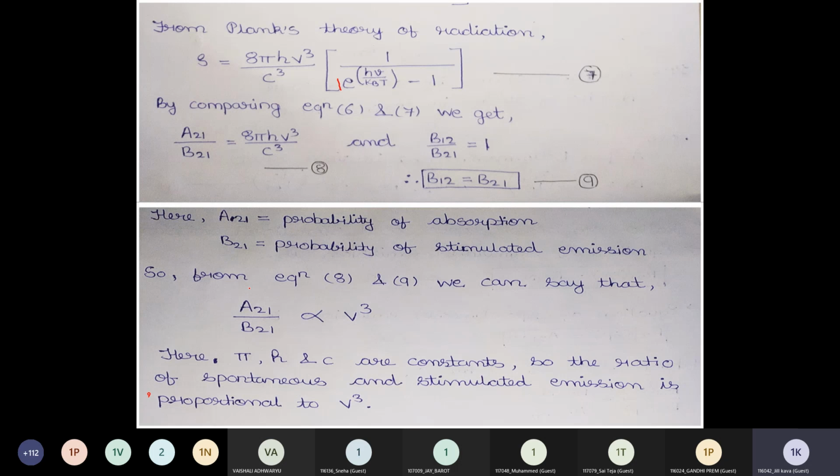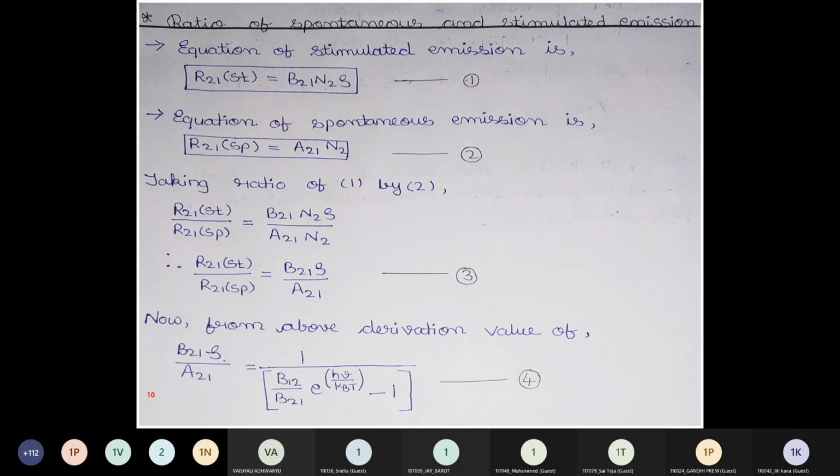So here we can see from equation 8 that A21 upon B21 is directly proportional to nu cube, because here 8 pi, h and c are constant values. So it only depends on nu cube. Pi, h and c are constant. So the ratio of spontaneous emission upon stimulated emission is directly proportional to nu cube.